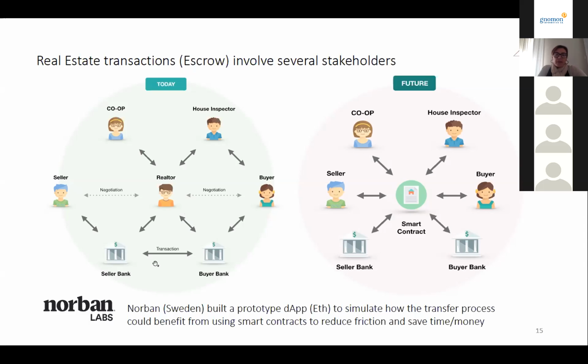This is kind of the picture of how things are today, where you've got all of these different stakeholders, right? The seller, the buyer, the realtor's in the middle. So your trusted intermediary here is the realtor. Hopefully he or she is trusted, but not always.